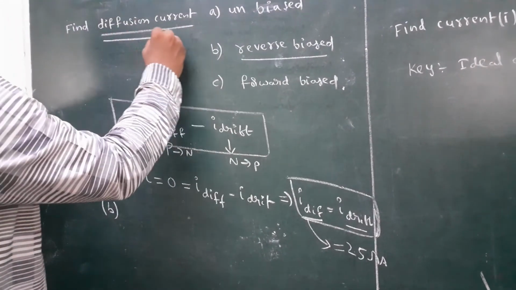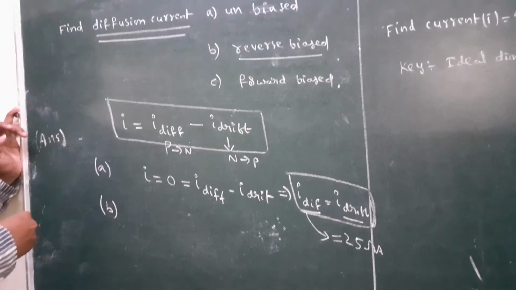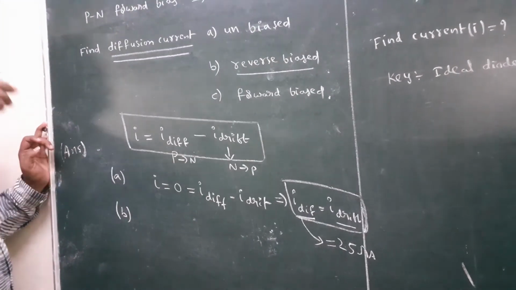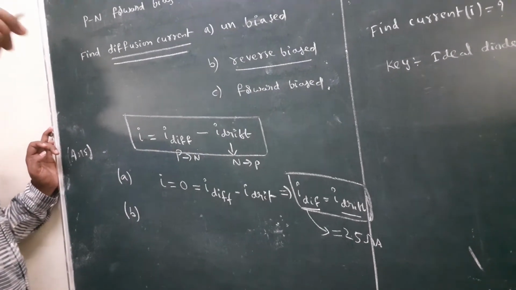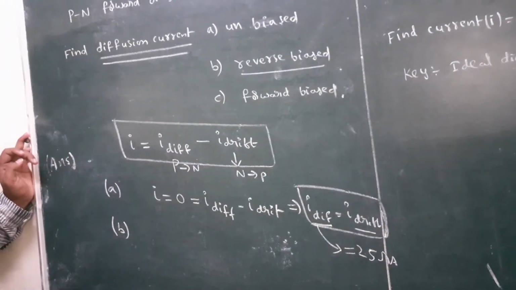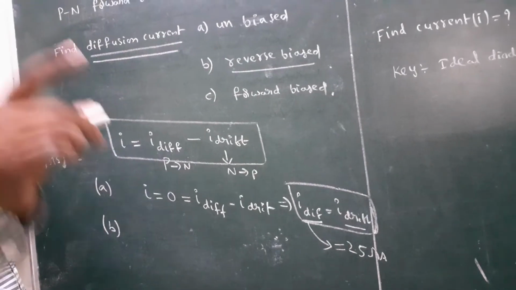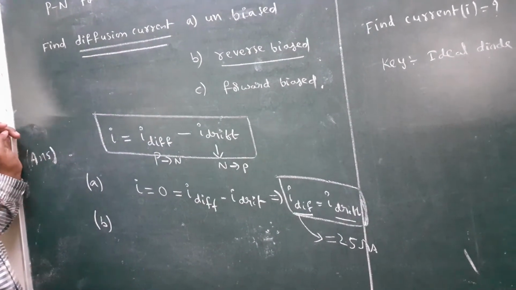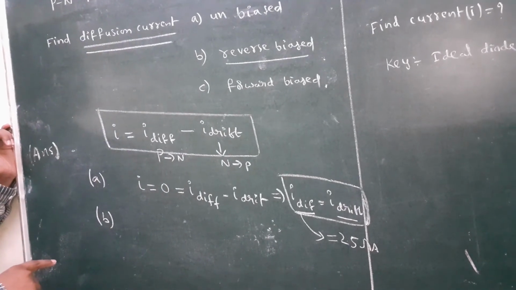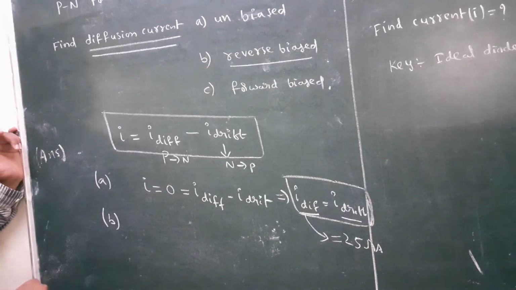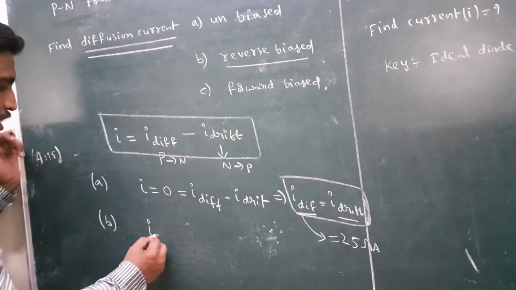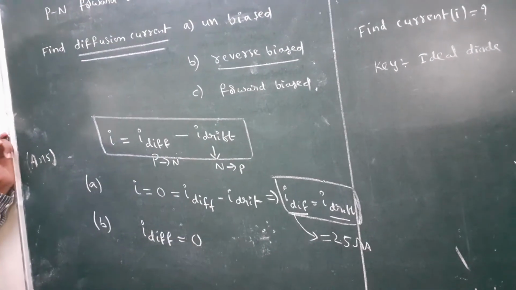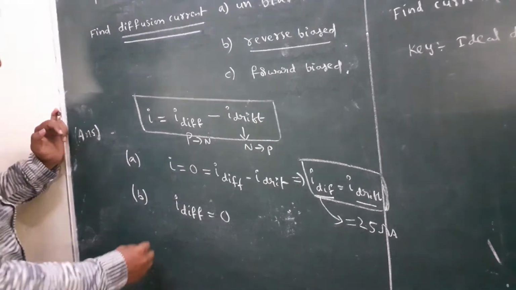Here we find what current? Diffusion current. As I discussed, in reverse bias only the current due to minority charge carriers flows. That means in reverse bias only drift current is possible, diffusion current is not possible, because diffusion current means the current due to majority charge carriers. So in reverse bias the diffusion current becomes zero. Okay, next, part C.